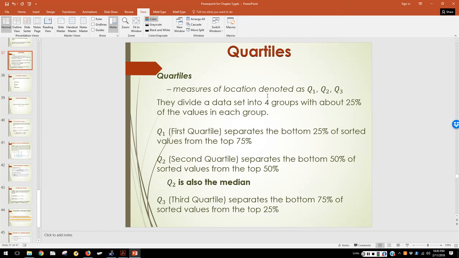Think of quartile meaning the same thing as a quarter. A quarter's 25% of a dollar or 25 cents out of 100 cents. So the first quartile separates the bottom 25% of sorted values from the top 75%. The second quartile separates the bottom 50% from the top 50%. Q2 is, as I said, the same as the median. The third quartile separates the bottom 75% of the data from the top 25%. But again, remember that has to be rank ordered.